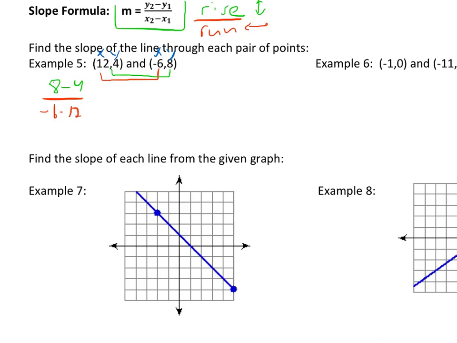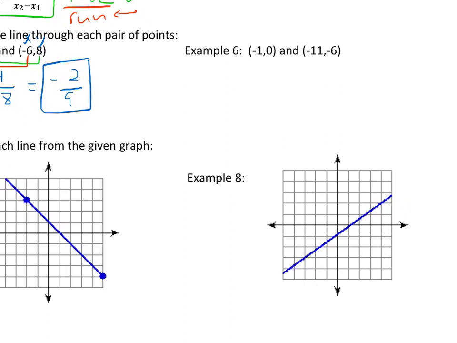Notice my order went right to left from my coordinates. I could also go left to right, so long as I do that for the numerator and the denominator, or the rise and the run. You must be consistent in that fact. So when we calculate this, 8 minus 4 is 4. Negative 6 minus 12 is negative 18. And then you'll want to reduce that, and you get negative 2/9. And this is a slope that describes your change with respect to rise over run.